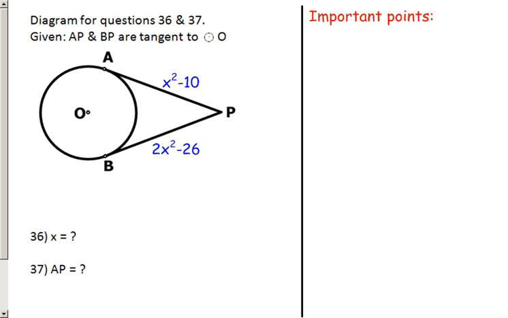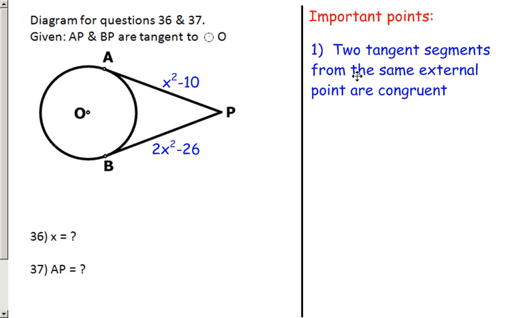All right, these are like questions 36 and 37 in your review packet. This is a concept that deals with one main fact, and that is the fact that two tangent segments from the same external point are congruent. When you see this fact, this setup is very simple, okay?